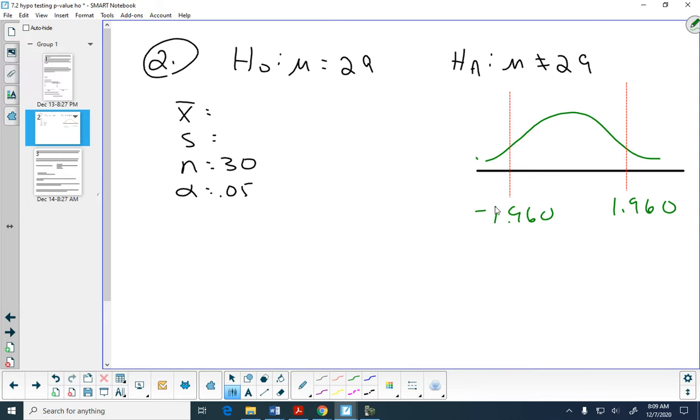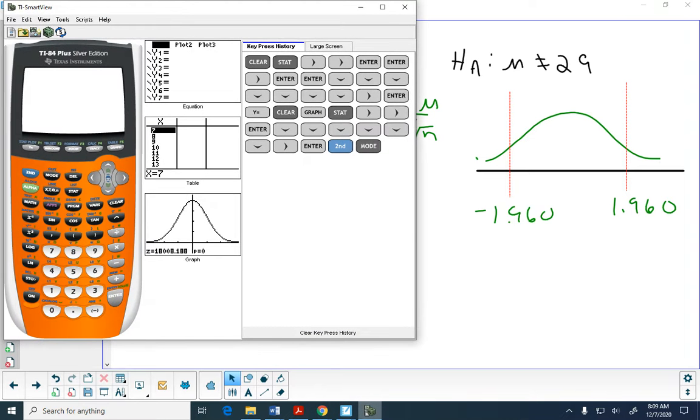We have to find a test value, which is x bar minus mu divided by the standard deviation divided by the square root of n. The problem we run into is we don't know our x bar and we don't know our standard deviation. But we have a bunch of data points. Now, if you remember back to what our calculator will do for us. Okay, let's look at our calculator. Pull your calculator out.